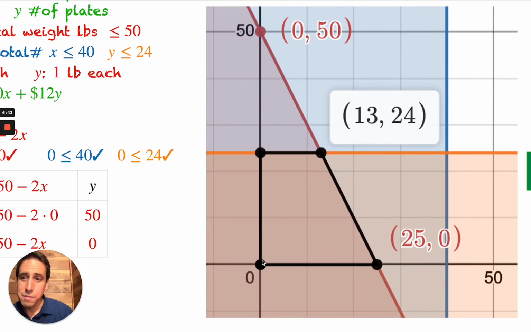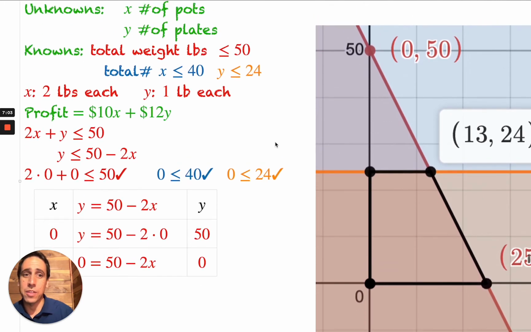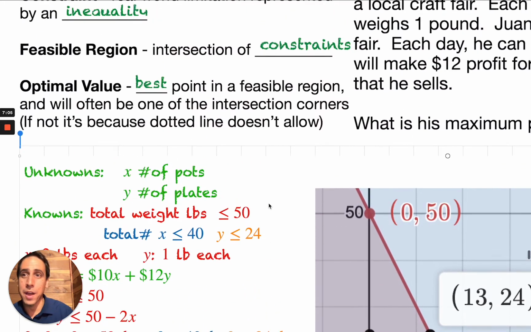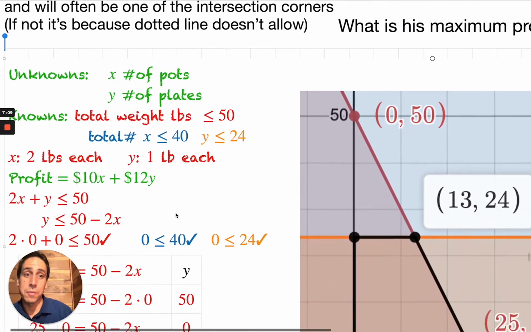And so, based on these constraints, Juan could just sit for the next 8 days and not make any plates and not make any pots and skip the craft fair and just watch Netflix at home and make no money. That is actually one possibility, but he isn't going to do that because he's a go-getter. That's not going to be the optimal value because you can see we want to make some money.